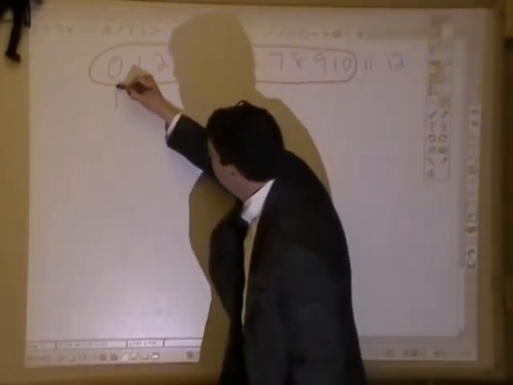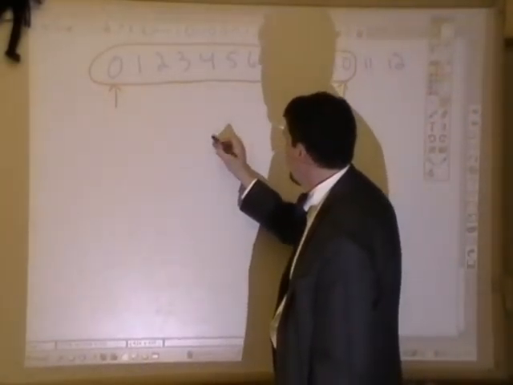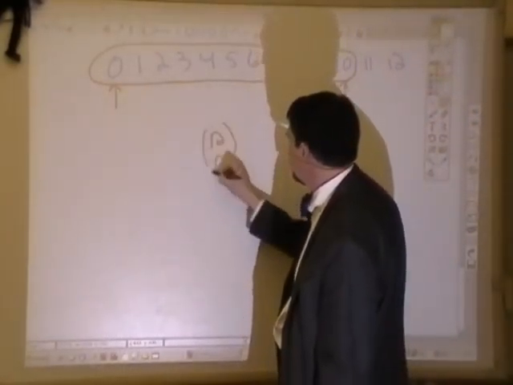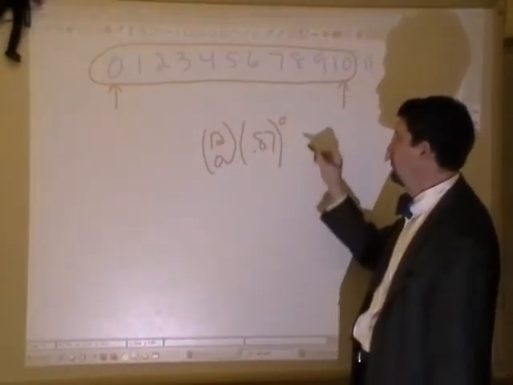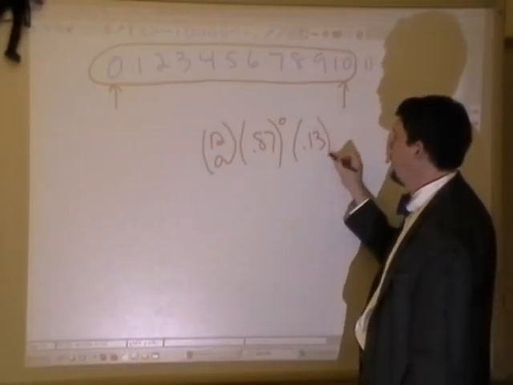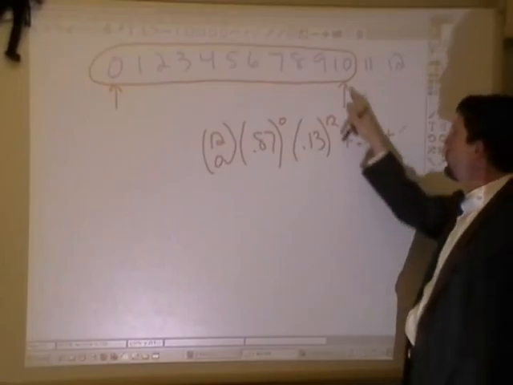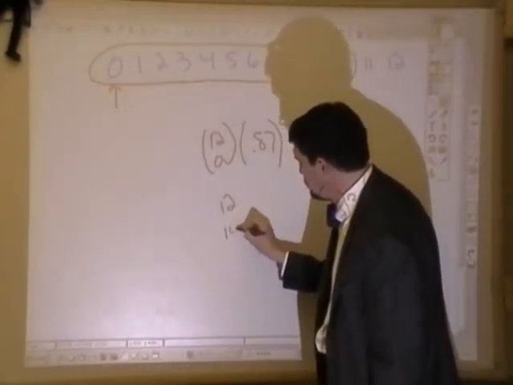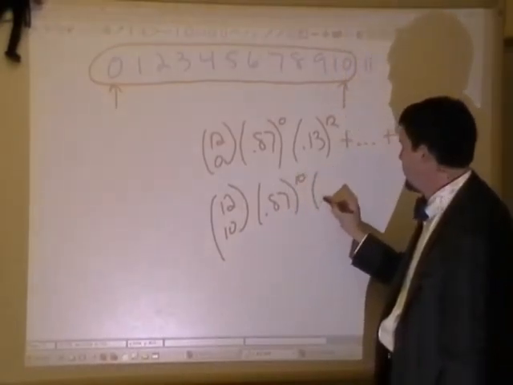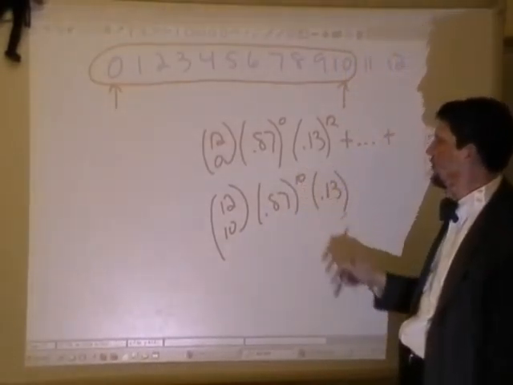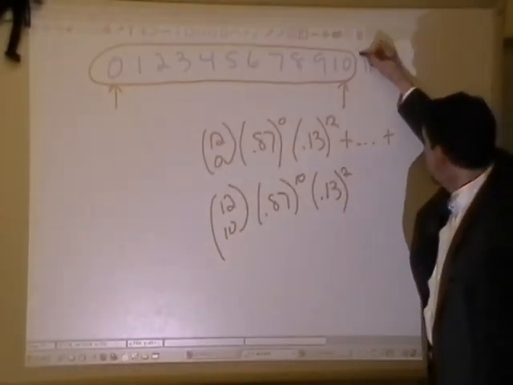I have to write the binomial formula for the first and the last. I have 12, I'm going to choose 0. Probability of success, 0.87. How many successes? 0. Probability of failure, 0.13. How many failures? 12. Plus, dot, dot, dot. Plus, last one, 12 choose 10, 0.87 to the 10th, 0.13. If I have 10 successes, how many failures do I have? 2. Okay. So here's my dividing line.